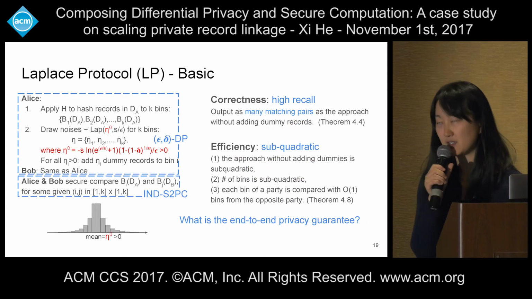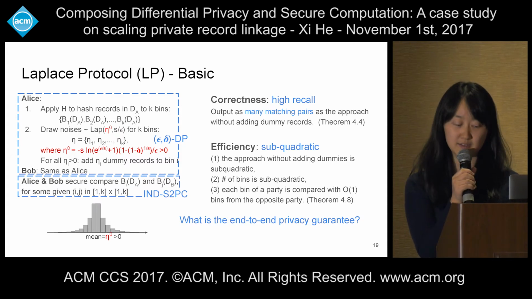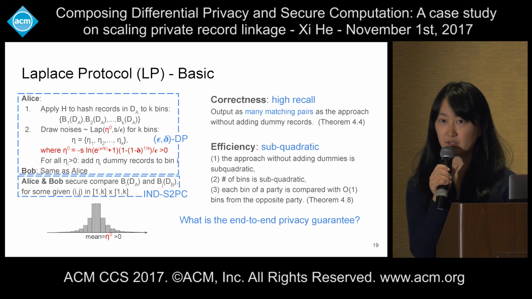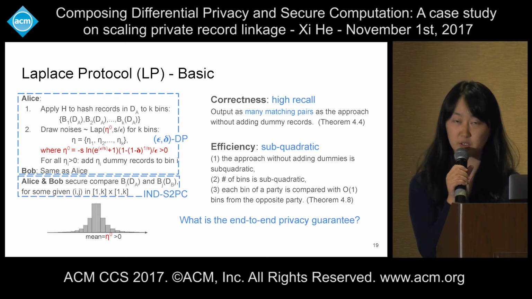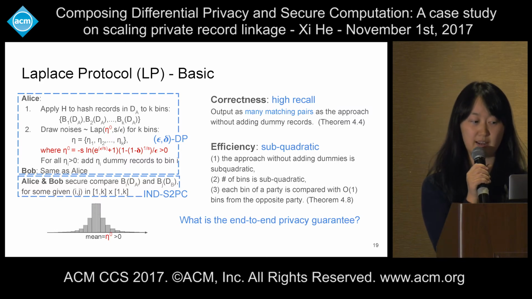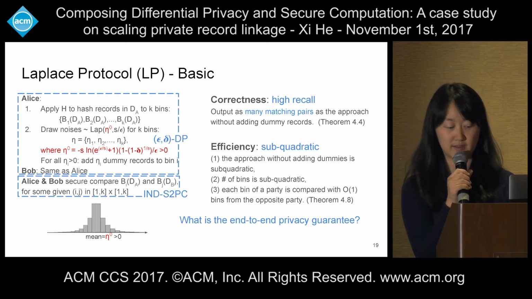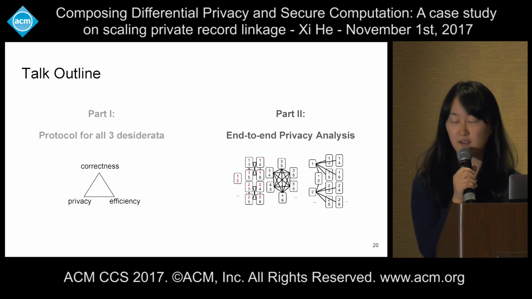So it's nice to see this protocol can achieve high recall and subquadratic cost. But the question is, what is the end-to-end privacy guarantee, right? You see, the first part ensures epsilon-delta differential privacy, and the second part ensures a strong notion called indistinguishability S2PC. So what is the end-to-end privacy guarantee? That comes to our second part of this talk.